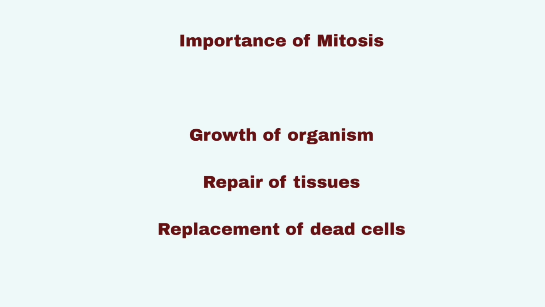Liver cells regenerate. Third is maintenance. Keeps tissues and organs functioning properly by replacing old cells. Asexual reproduction in some organisms. Single-celled organisms like amoeba reproduce by mitosis. So the key point here is mitosis ensures genetically identical cells for stability in body functions. Next we will talk about meiosis.